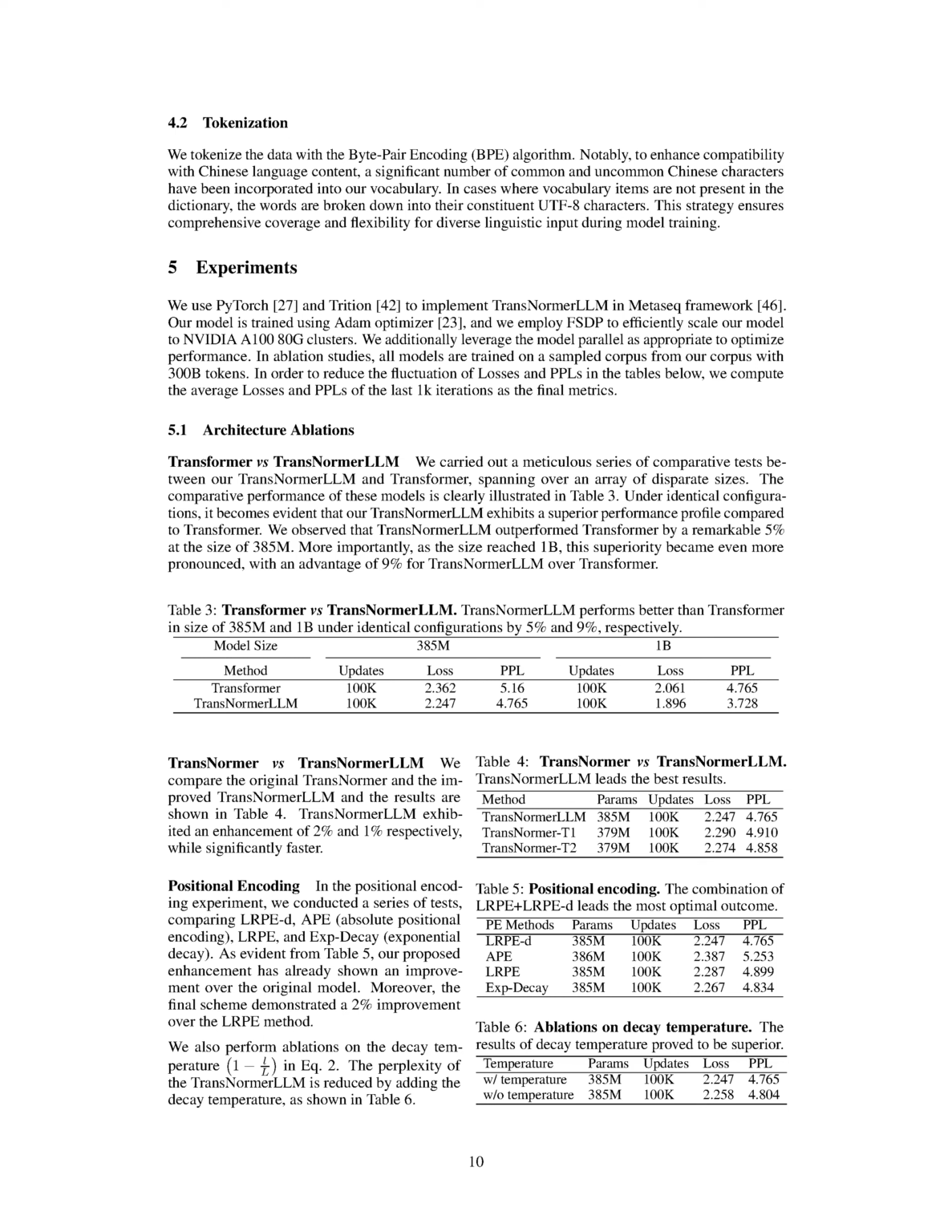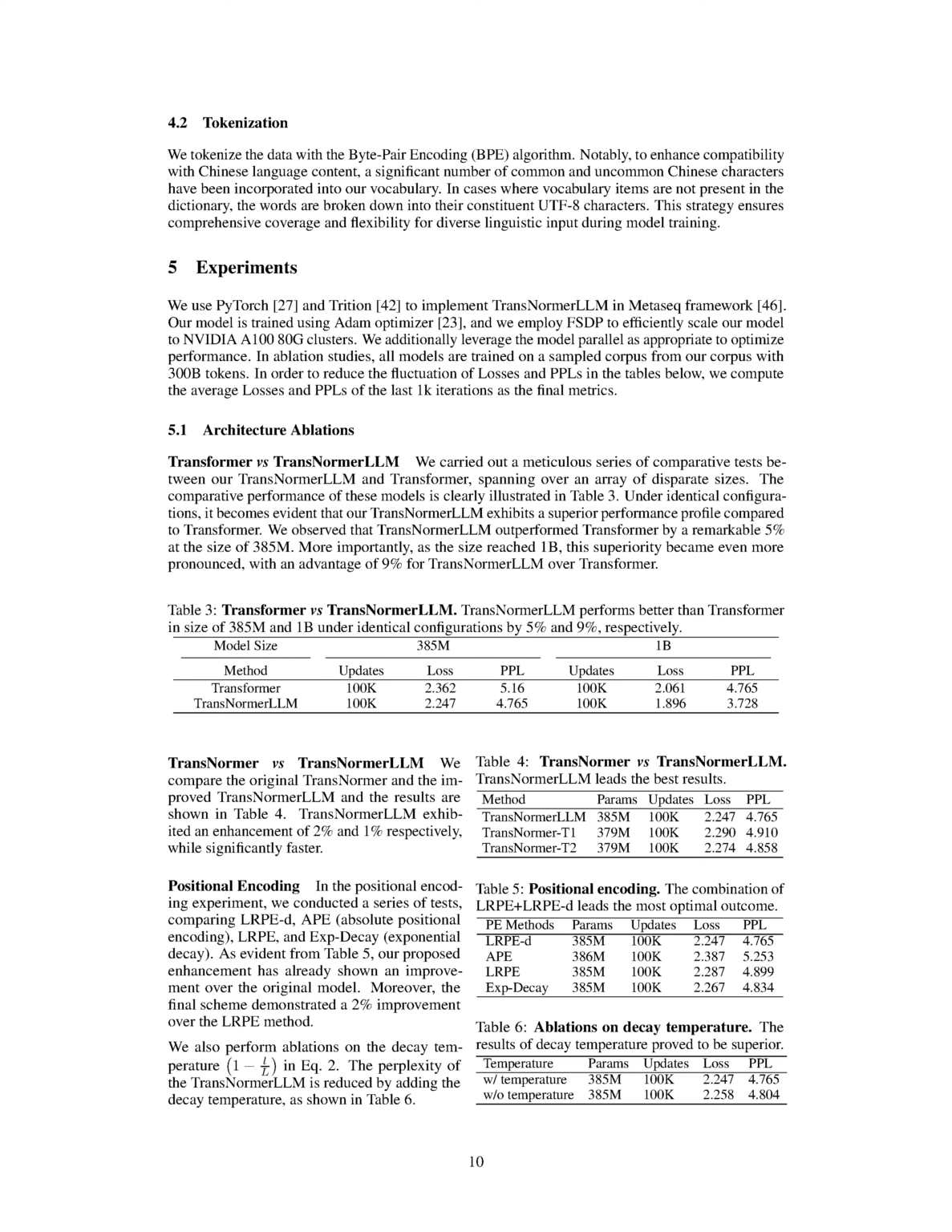For our ablation studies, we trained all models on a subset of our corpus, which contained 300 billion tokens. To minimize the variability of losses and perplexities, PPLs, in the results, we calculated the average losses and PPLs of the final 1000 iterations as our final metrics.